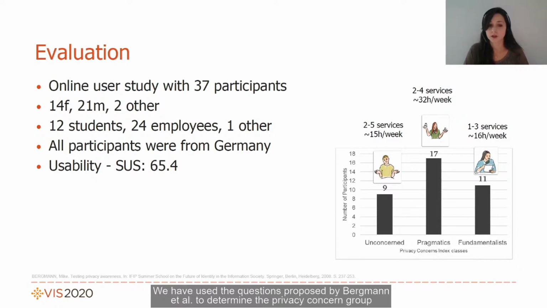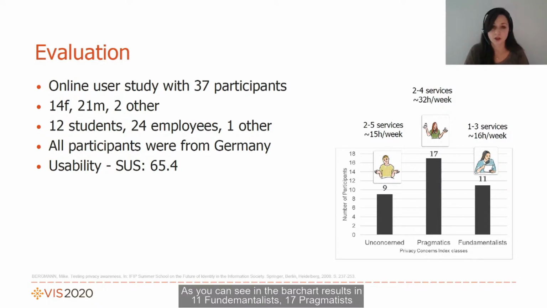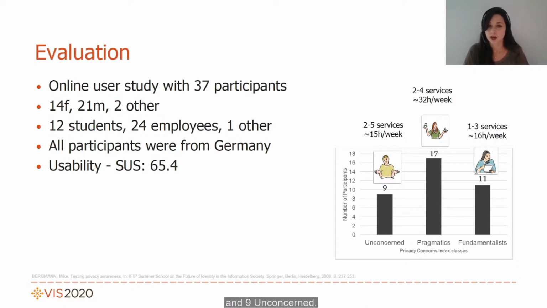We have used the questions proposed by Bergmann et al. to determine the privacy concern group of the participants, and as you can see in the bar chart, that results in 11 fundamentalists, 17 pragmatists, and 9 unconcerned.